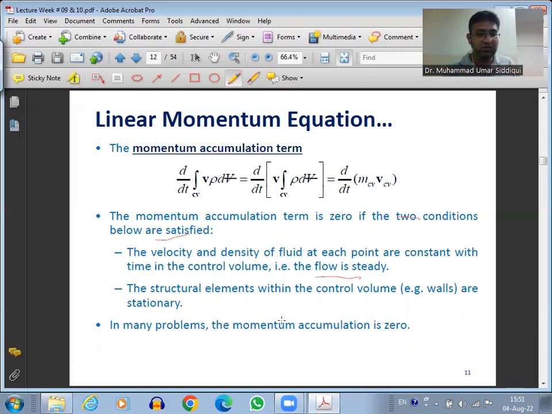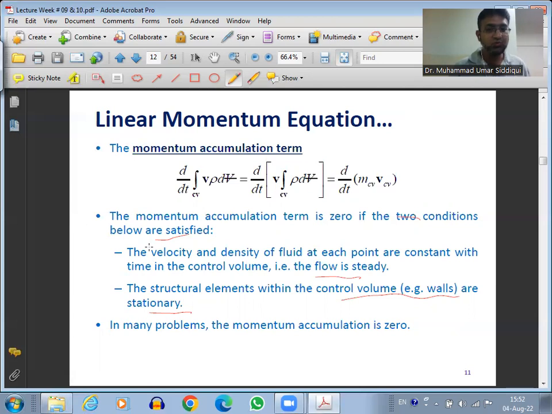The second thing is that structural elements within the control volume are stationary. So if your structural elements are also not moving, then the momentum accumulation term will be 0. Mostly the problems that we are going to deal with in this chapter are the ones where the structural elements will be stationary and the flow will be steady. That's why the momentum accumulation term will be 0. But if these two conditions are not satisfied, then the momentum accumulation term will not be 0.